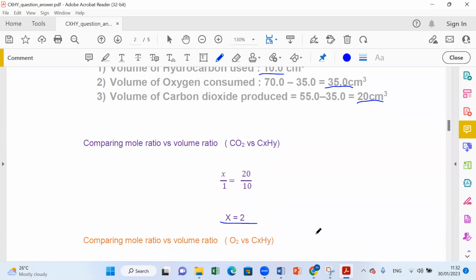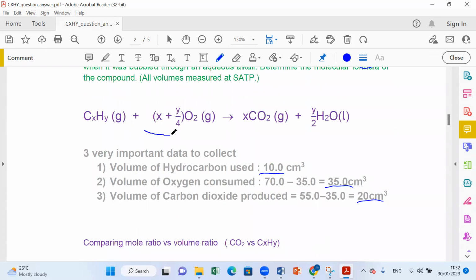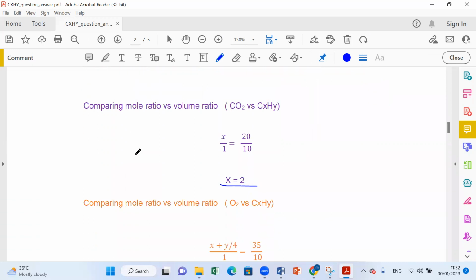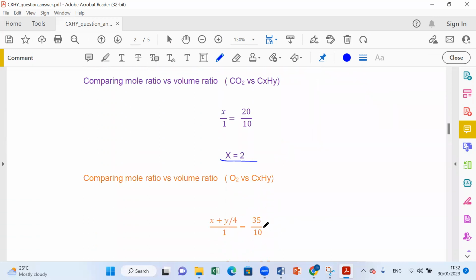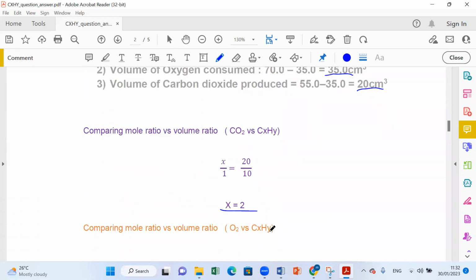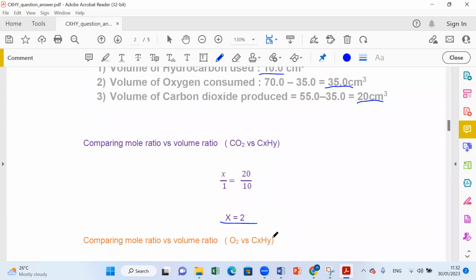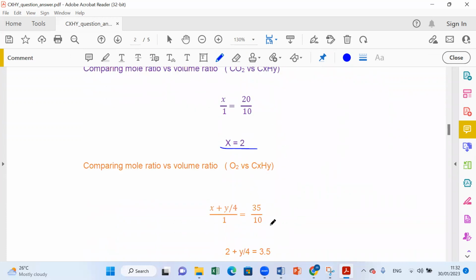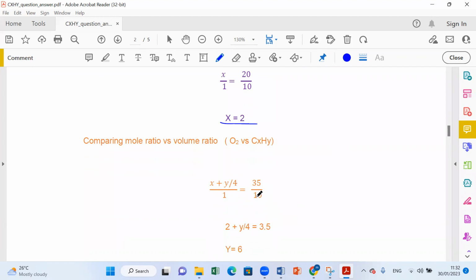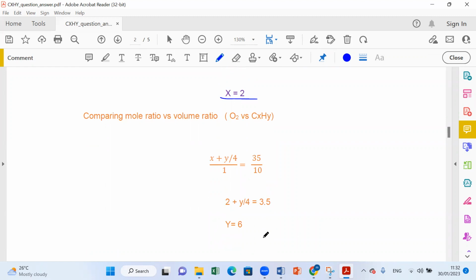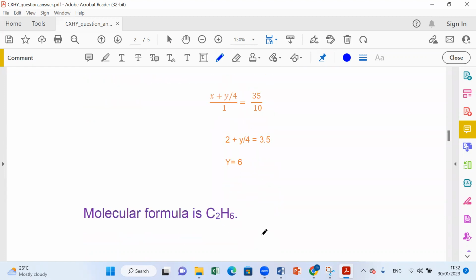And likewise, if I compare the mole ratio of O2 and hydrocarbon, which is x plus y over 4 over 1, in this case I know my oxygen is 35. And of course, hydrocarbon used is 10. I'm able to solve my y because knowing my x is 2. And then after this 3.5, I bring it over and I solve my y is 6. So that means my answer for the molecular formula will be C2H6.